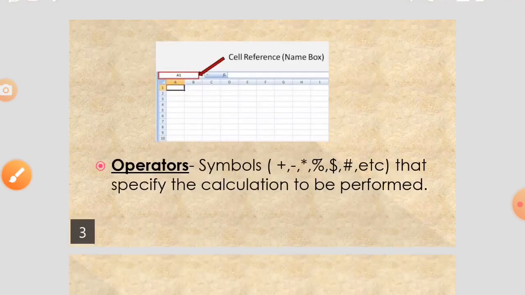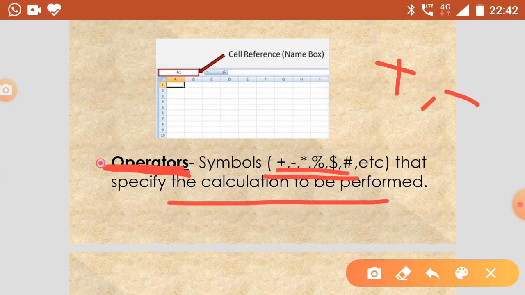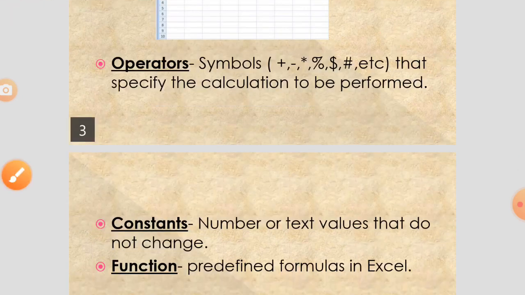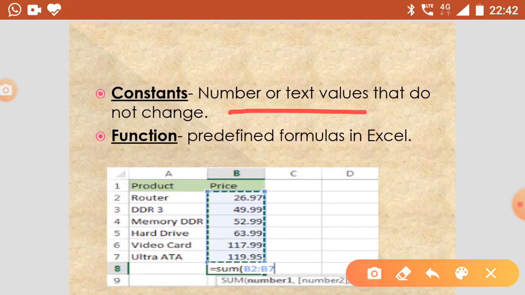Next, we have to understand the operator. What is the operator? The symbol, either plus symbol or minus symbol, that we use in our calculation. The symbol that specifies the calculation to perform is known as the operator. Now come to the next point, that is constant. Constant is a number or text value that does not change. You also read about the constant in maths.